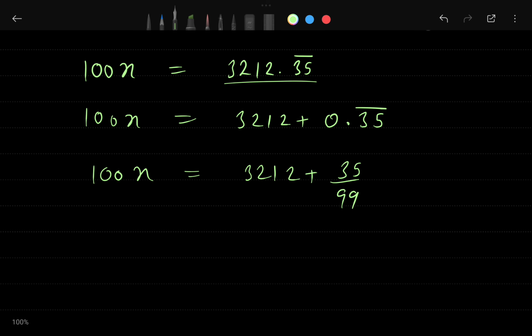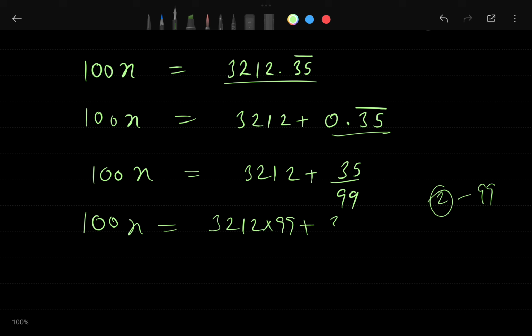And how did I do it? Because I know that this is now a pure repeating decimal number, so I can apply the rule. I see the digits below the bar and write them in the numerator. So 35 is below the bar, so I write 35 in the numerator. And how many digits are below the bar? There are 2 digits, so that many nines in the denominator, so 99 in the denominator. Now solving it, it will be 99 times 3212 plus 35, divided by 99.